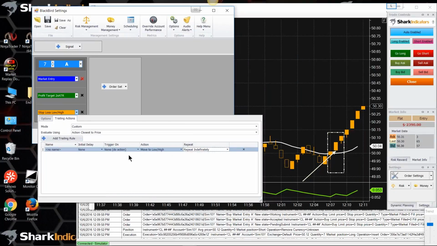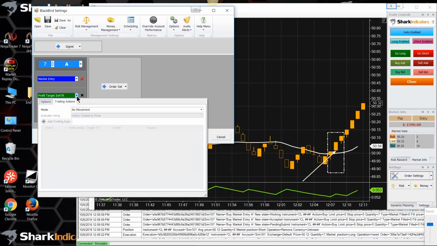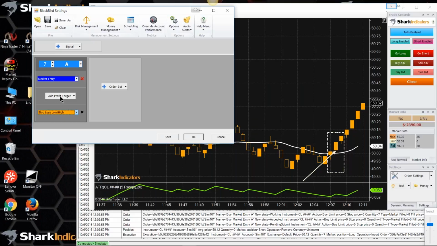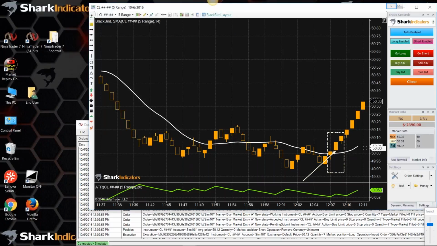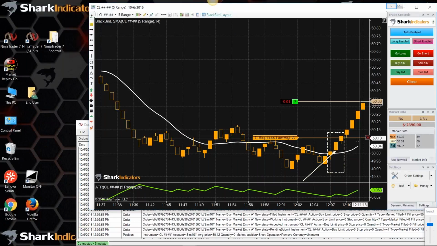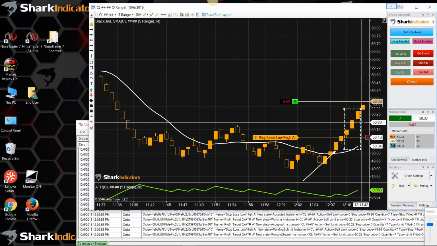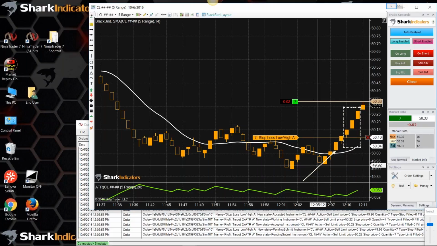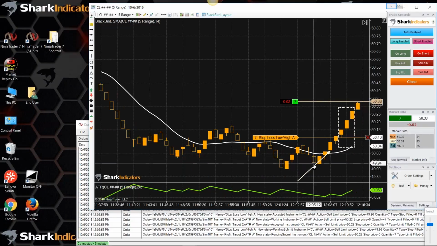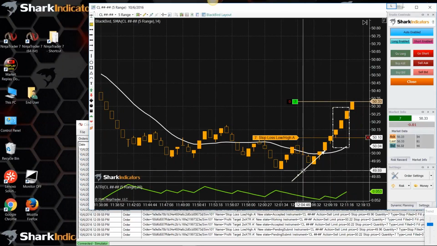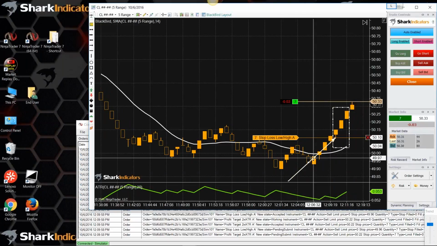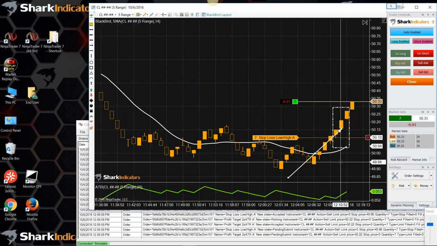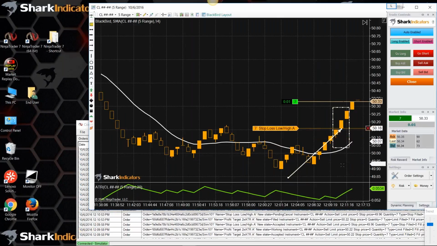And repeat every bar. That looks good. All right, I'm gonna cancel my profit target there. So there's the last 3 closed bars. Our stop loss will move up as soon as we get another bar closed. There we go.